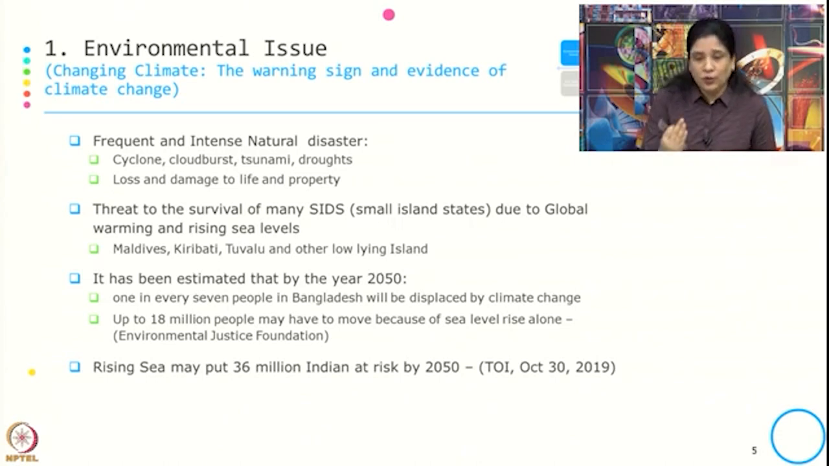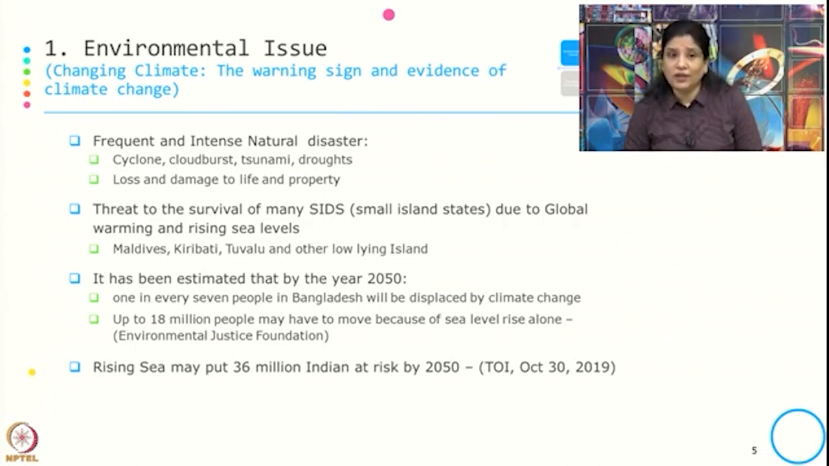Now, another piece of evidence we get for climate change is that it has been estimated that by the year 2050, every 7th person in Bangladesh will be displaced by climate change, and we also know the effect of the rising sea level on rice production in Bangladesh. The Environmental Justice Foundation has a report which says that up to 18 million people may have moved because of sea level rise alone. This gives the fact about the so-called climate refugee over a period of time, because their areas are going to be submerged, they will migrate to other places, and this is why we use the word climate refugee.